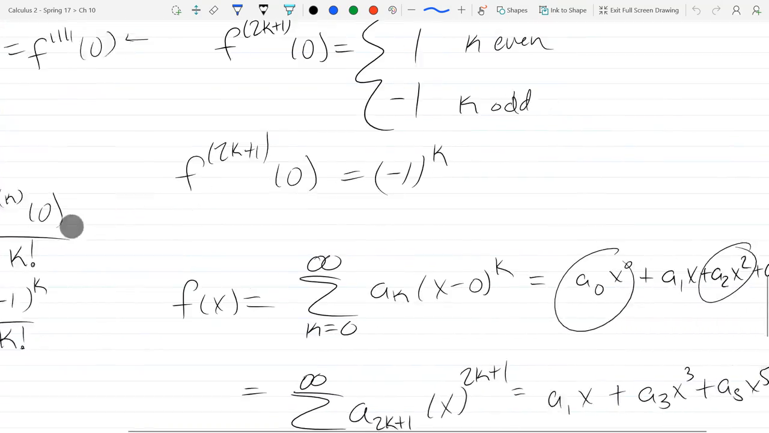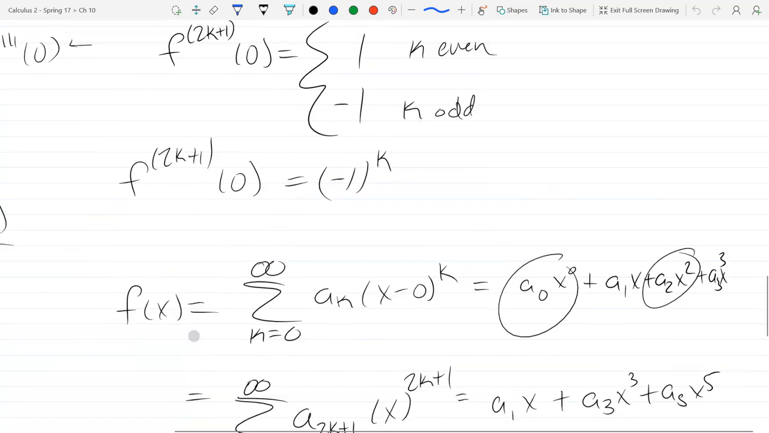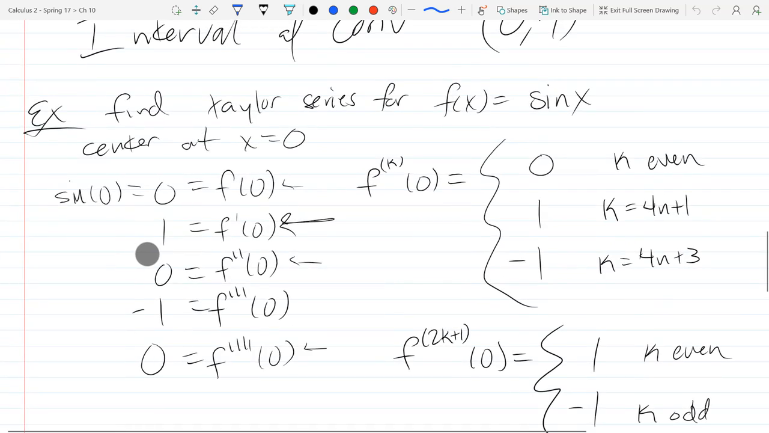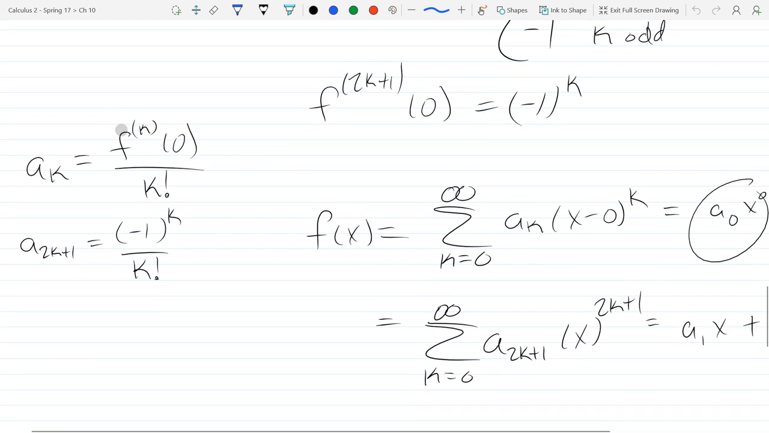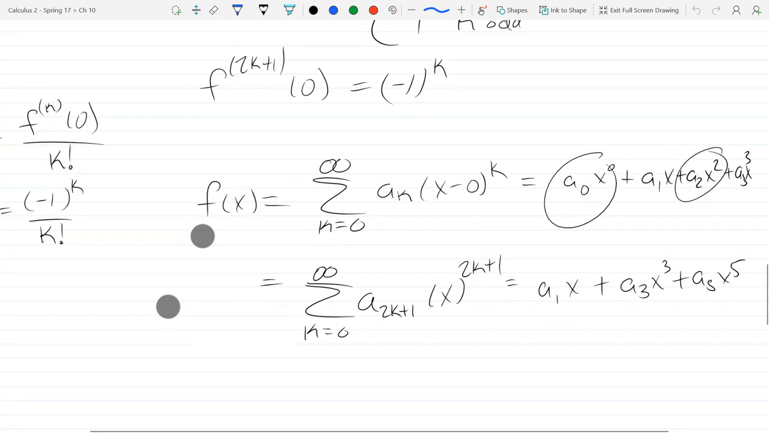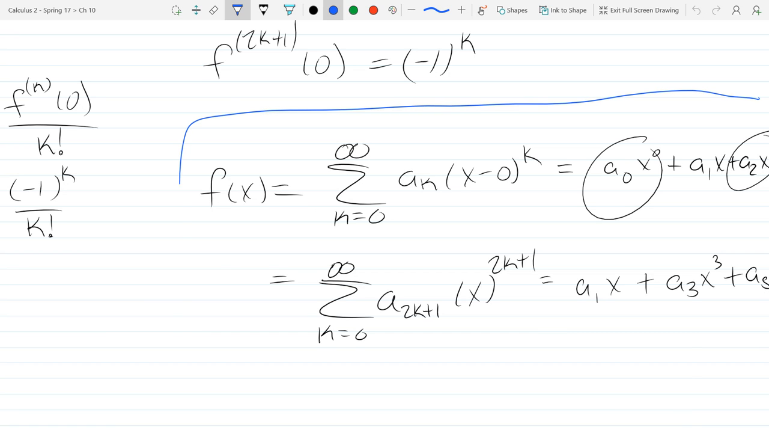Where do we stop? We computed... I think we did write down the formula for the 2k plus 1. Oh, I think these were just notes about, yeah, these were just notes about how to deal with it if you just have odd terms.